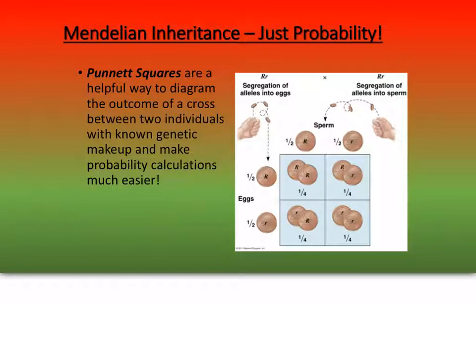Punnett squares are awesome, right? They're a helpful way to diagram the outcome of a cross and to figure out the probability without a whole lot of math. Please always feel free to draw Punnett squares. If you think it'll help you on a question, then totally draw a Punnett square in the margin. And we'll just assume at this point that you do know how to cross and do a Punnett square like you did all through freshman year and probably before that too.